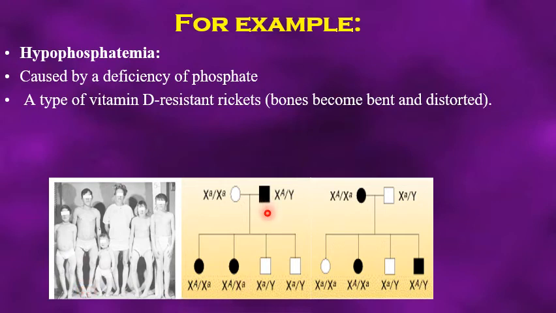This pedigree shows the affected male transmits the trait to all their daughters, none of their sons. The other pedigree shows the heterozygous affected female transmits the trait to half their children, male and female.